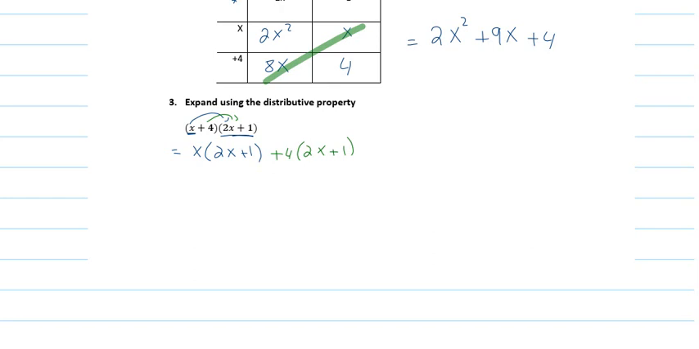Right now I can use the distributive property by multiplying each term inside the bracket by the x. So x times 2x gives me 2x squared. x times 1 gives me x. Then I have to multiply the 4 by the 2x, so that gives me 8x, and the 4 by the 1, which gives me 4.